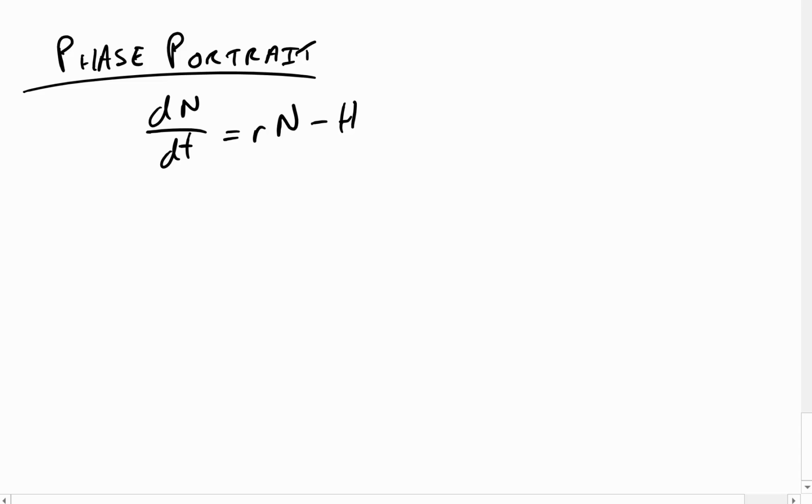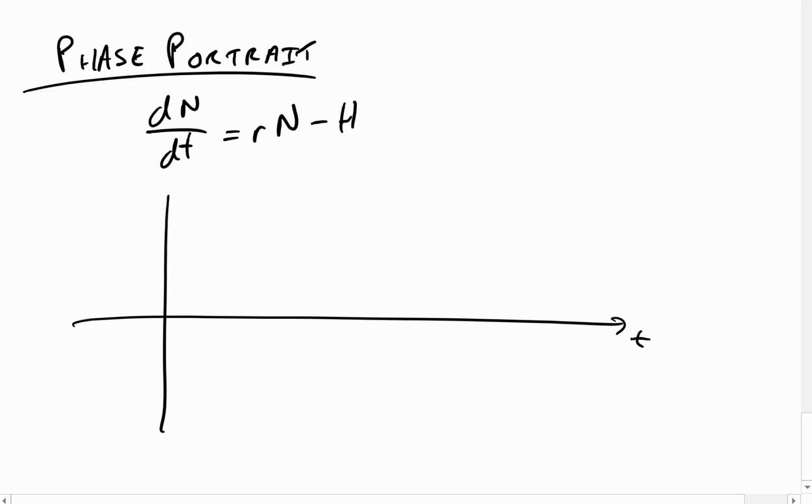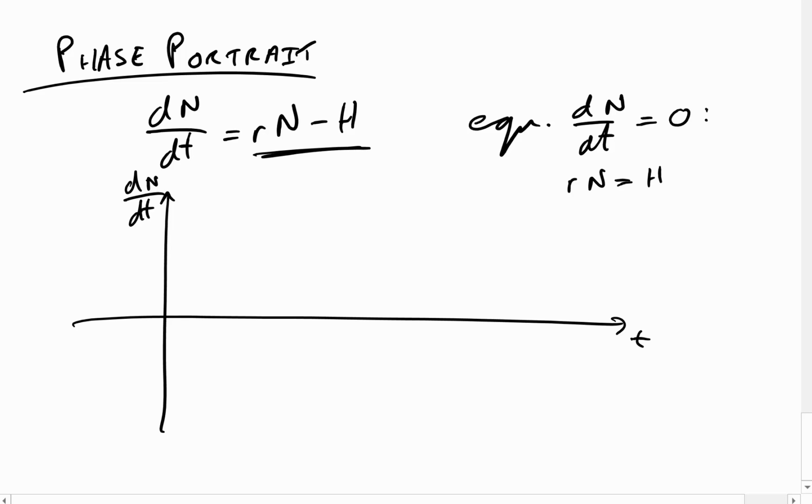first things first, what we've got to do is plot our graph of t and dn by dt. So dn by dt is just Rn minus h, right? So this is dn by dt. What's our equilibrium point? Well, our equilibrium point is going to be when dn by dt equals 0. So therefore, Rn has got to be equal to h at that point, which implies that n, our population at that time, is going to be h on r. So let's call that the equilibrium point there. It's going to be h on r at the equilibrium point. Let's say it happens there.